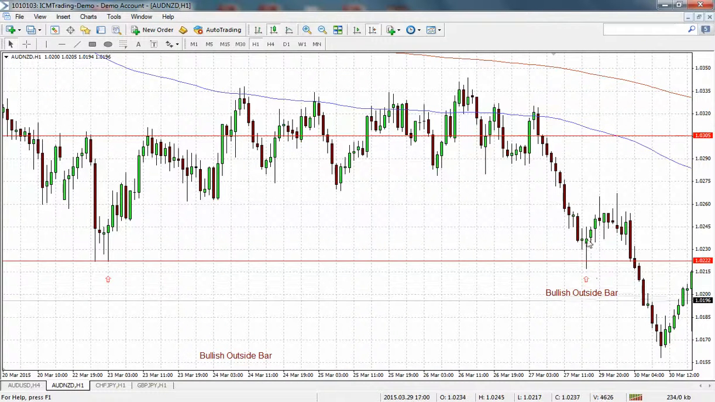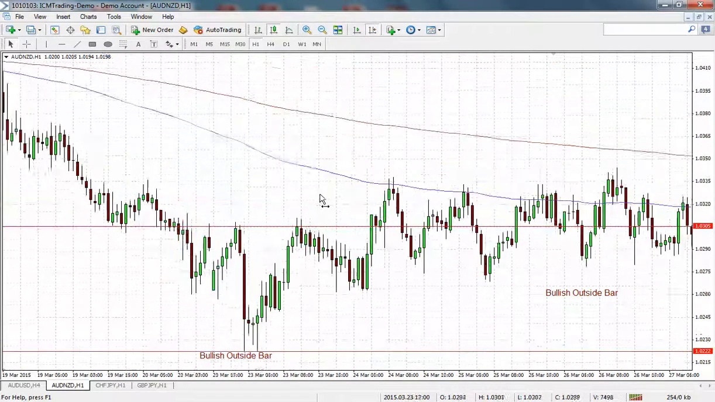But I would say that you really want this bar high to be much higher, a few more pips higher than the previous bar. You always want that to be very obvious to the eye when you see these bars. You don't want to have to guess and see if it's a bullish outside bar or not. So for me personally, this isn't a great bullish outside bar, but nonetheless, it still is one.